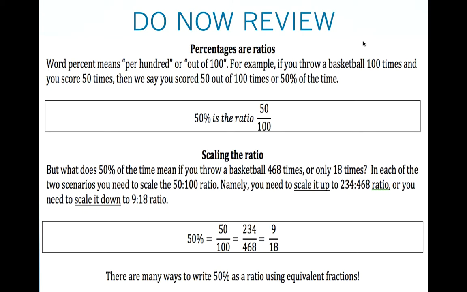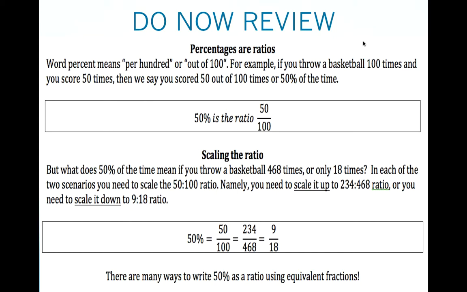Okay, what does percent mean? Per 100, or out of 100. For example, if you throw a basketball 100 times and you score 50 times, then we say you scored 50 out of 100 times, or 50% of the time. 50% is the ratio 50 out of 100, or 50 over 100.